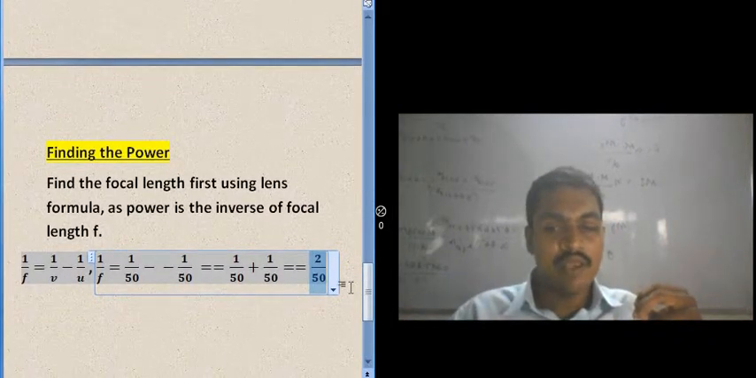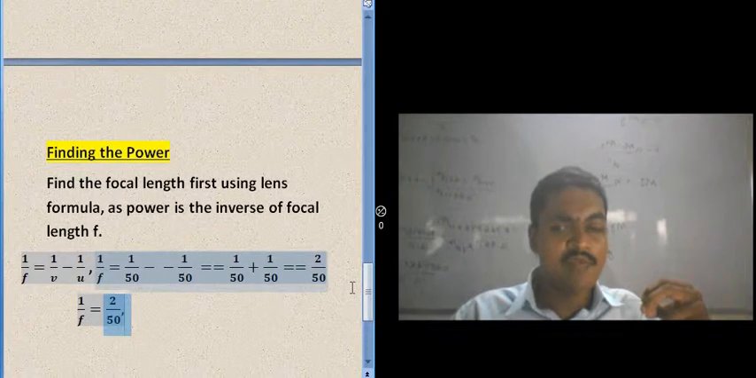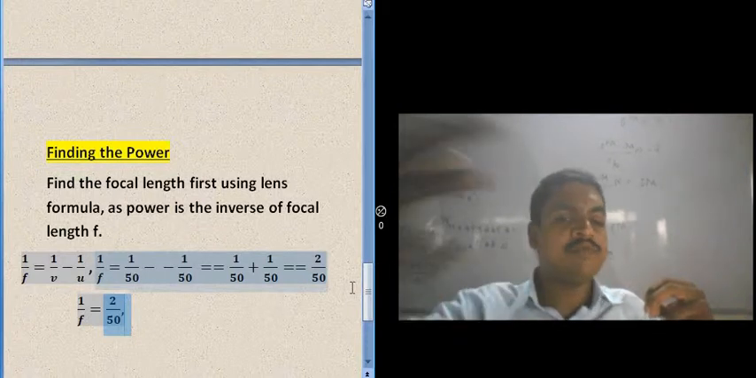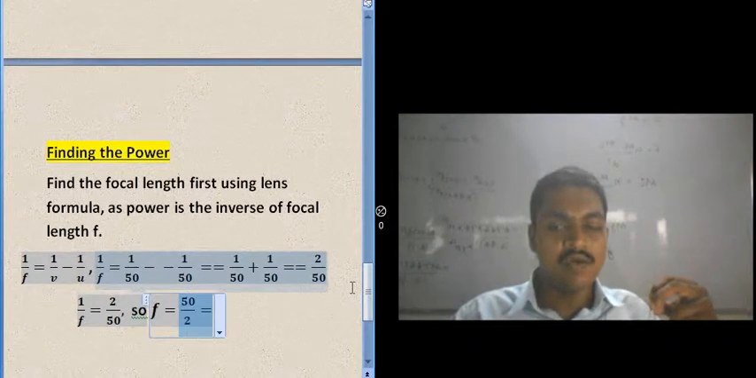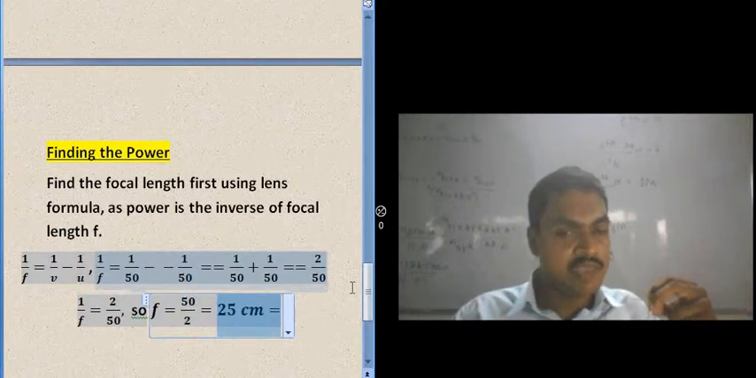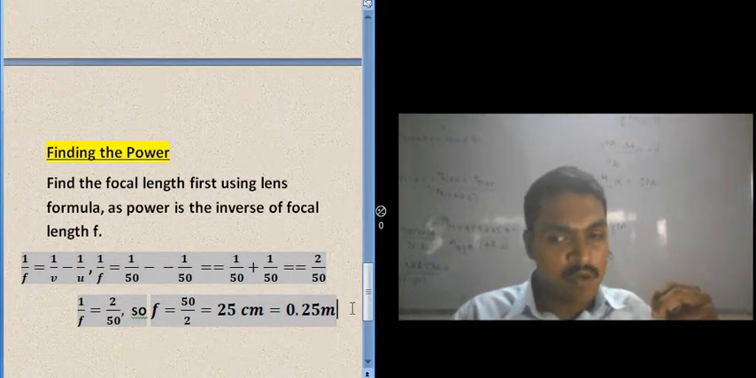That means your inverse of focal length is 2 over 50. That means your focal length will be, put it upside down, take the inverse. So focal length will be 50 over 2. So that will be 25 centimeter, or in meter, it will be 0.25 meter. So we have found out the focal length.